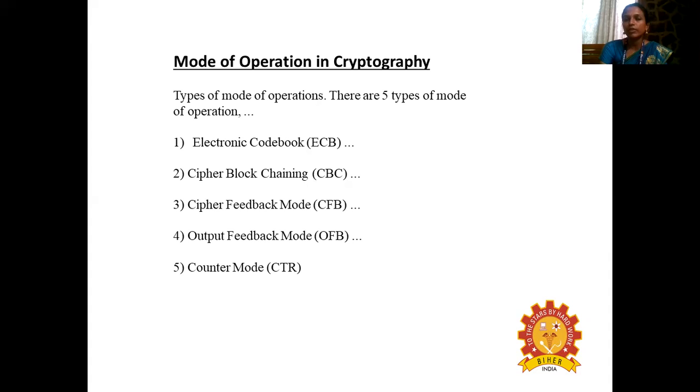Next, stream cipher. When it comes to stream cipher, the text is divided into a stream of bits. It performs operations on each bit and transfers it to another stream. This is what happens in the stream cipher. So first we will go for the electronic code book.